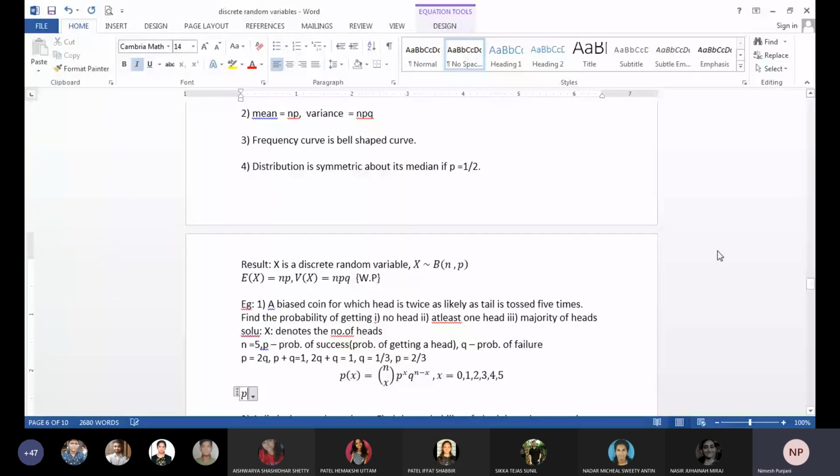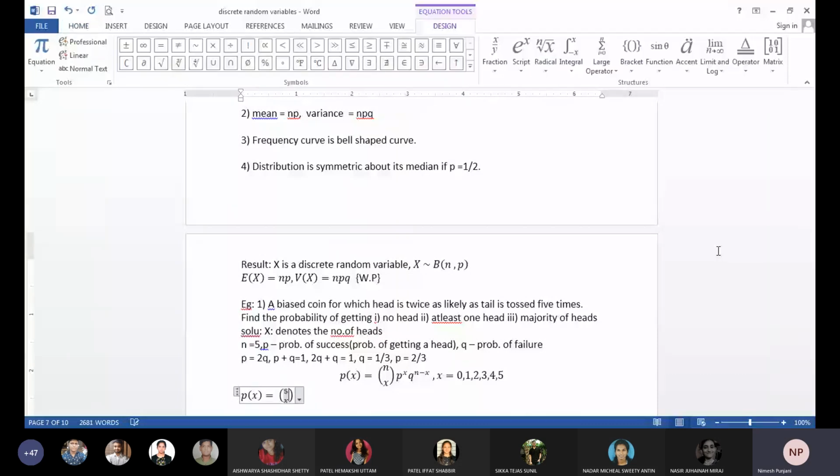Okay, but what is my N? 5. So it is 5CX P raised to X Q raised to 5 minus X, where my X takes the values 0 to 5. Okay, remember, this 5 and that N are not connected. Sorry, X is 0 to N, same thing. So this P of X is clear?